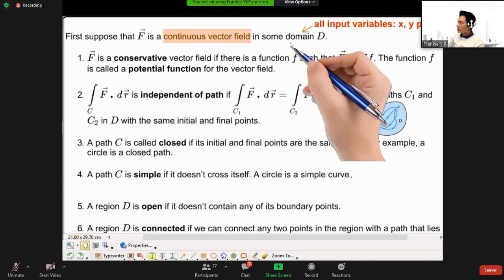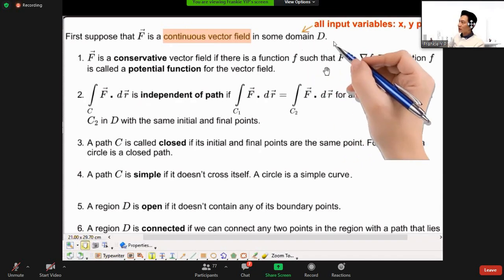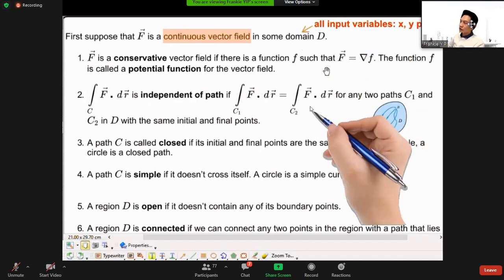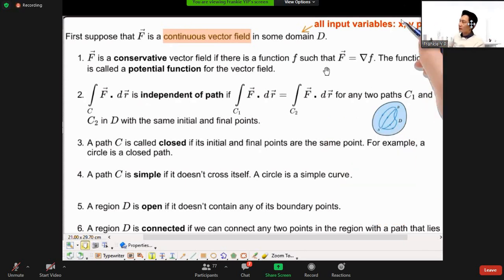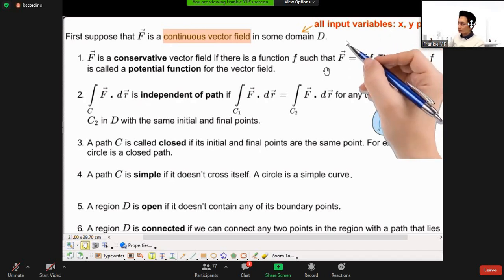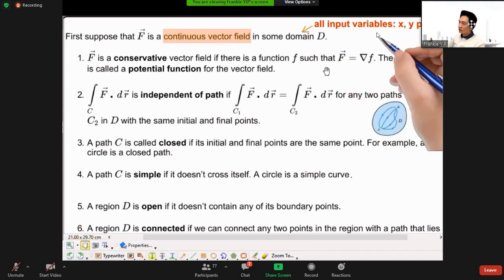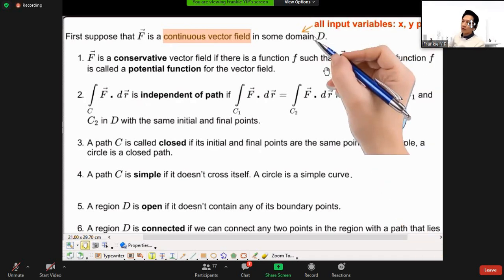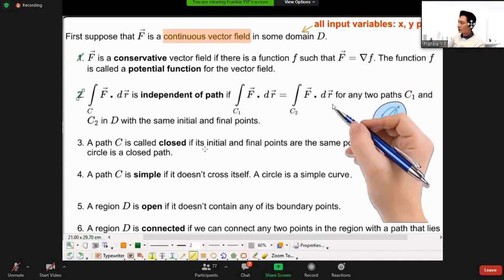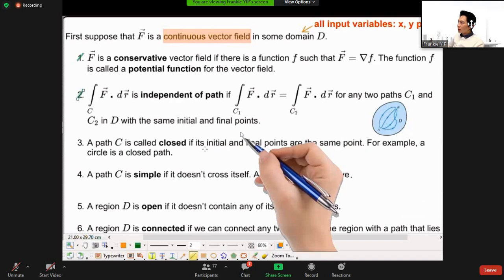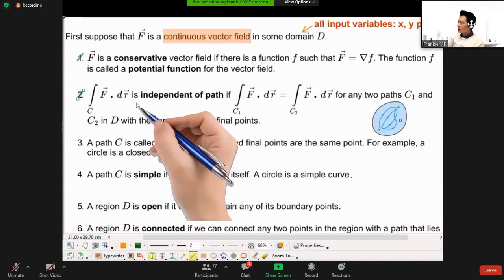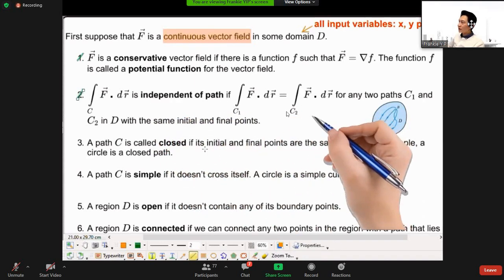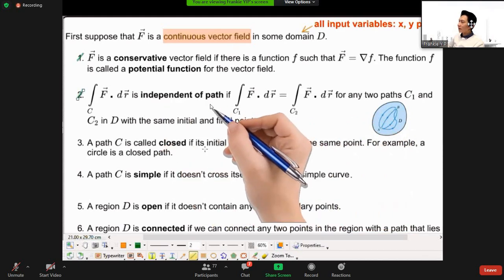What is meant by domain? Domain means the space, the points that occur in the xy plane or xyz plane. We call it the domain. Or for all input variables, it's also called the domain. That means all input values are called the domain. In order to elaborate this, you need to know about something called independence of path.